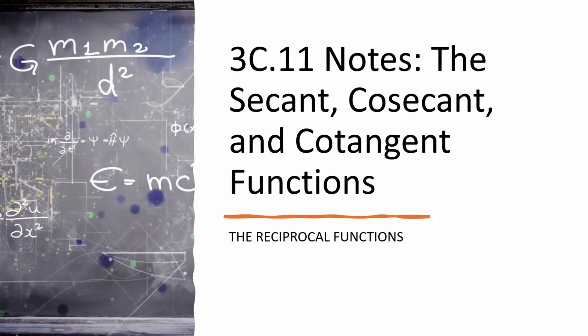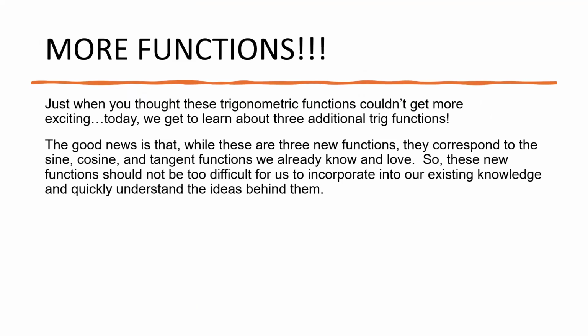Here we go. So we are on 3C.11, secant, cosecant, and cotangent functions, okay? These are our reciprocal trig functions. So with our reciprocal trig functions, they're going to behave the opposite of their original function, sine, cosine, and tangent. Remember when you're doing the inverse of a function, that means you're switching your input and your output, correct?